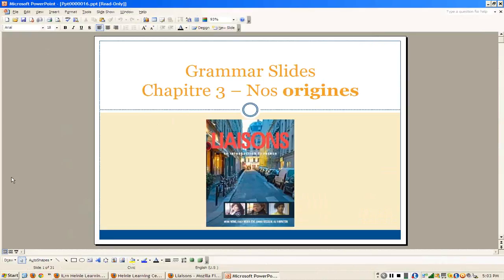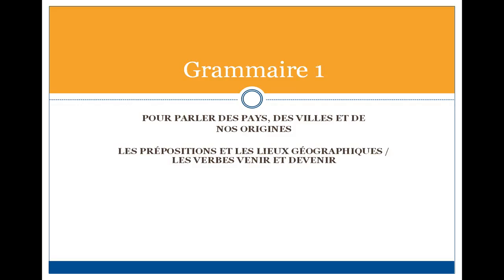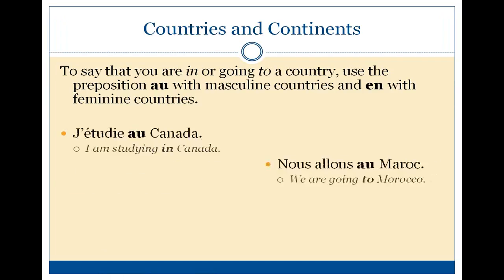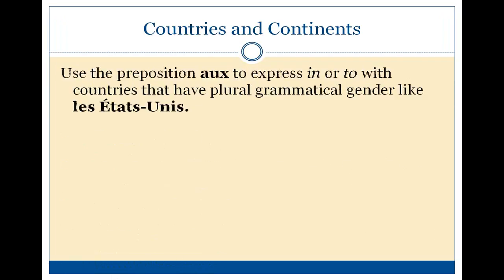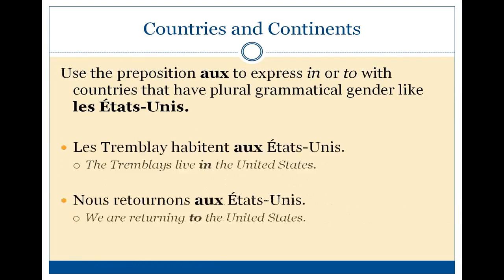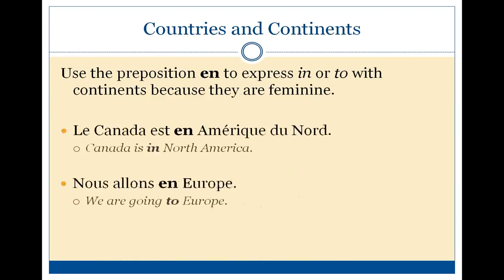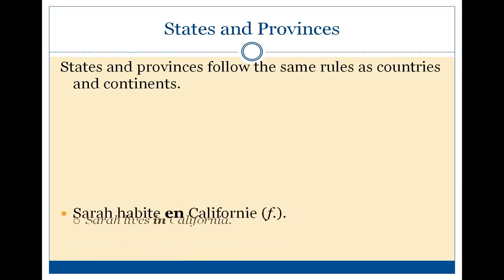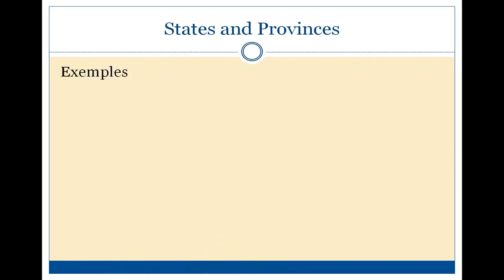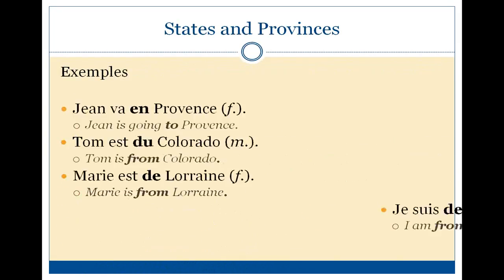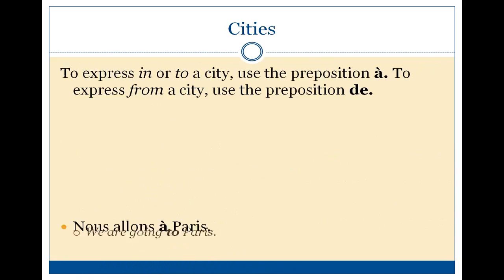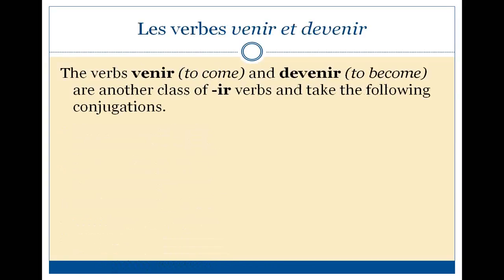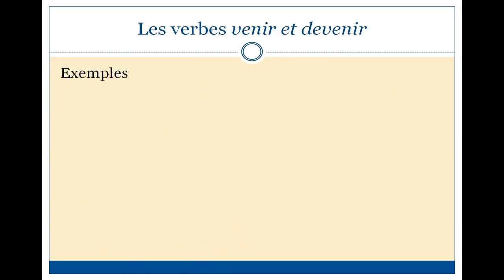Finally, I will be putting up this slideshow, which you've learned enough to understand the first slides on nos origines. Voilà. This just reviews the different prepositions that you use for different countries, for coming and going. It also gives you examples, as well as venir and devenir. But that's in your book anyway.